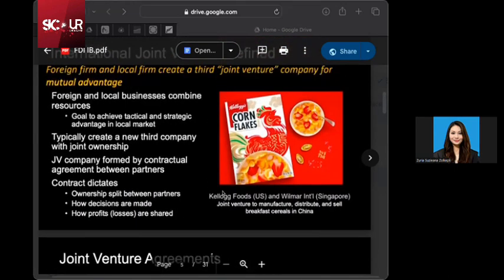For example, here you can see Kellogg Foods US and Wilmar International Singapore. They formed a joint venture to manufacture, distribute, and sell breakfast cereal in China.